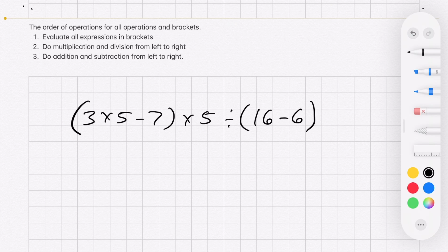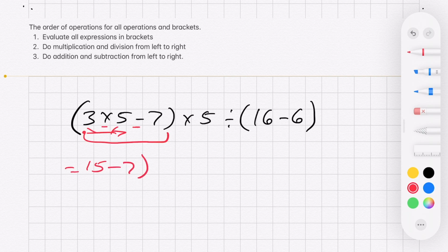So for those of you who like rules, here are your rules. The order of operations for all operations and brackets. So first, you evaluate what's in the brackets. So that means that you solve what's inside the brackets first. Now notice inside the brackets I have multiplication and subtraction. So go to my next rule. Do multiplication and division from left to right first. So I would start at the left here and then I'd move to the right. So 3 times 5 is 15.